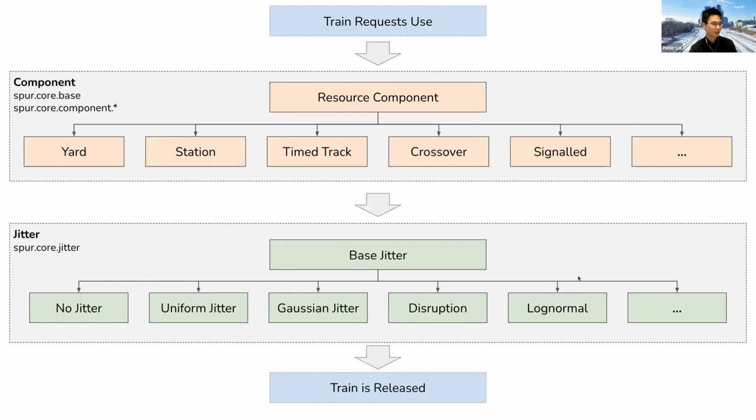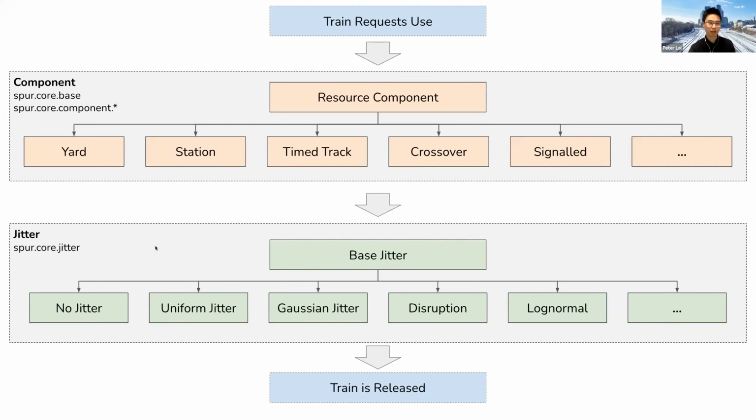So here is another showcase of the modular nature of Spur. We have various different types of components. They have the same interfaces, so we can connect them up like Lego blocks, so to speak. And we can even build custom components as needed.